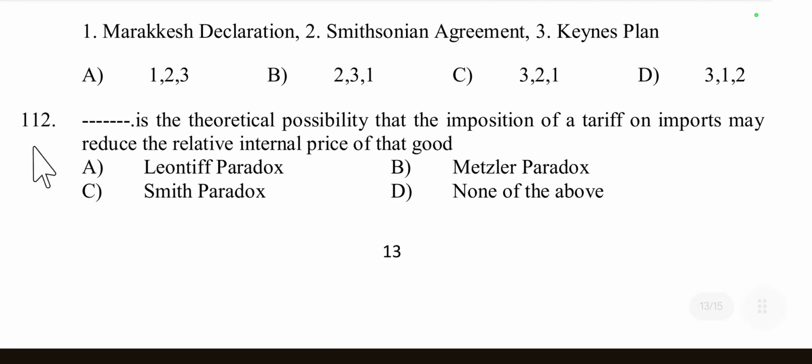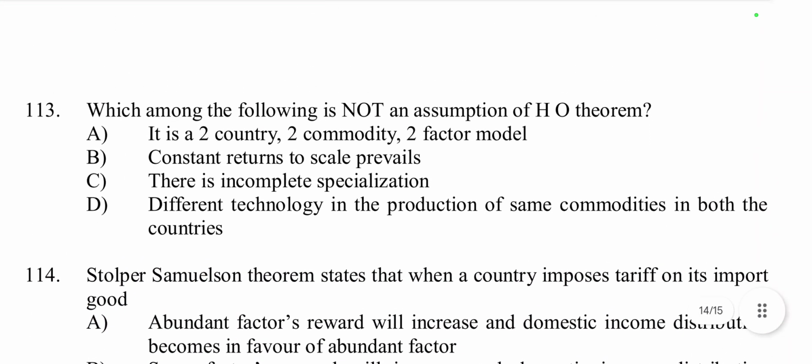Then question number 112: dash is the theoretical possibility that the imposition of a tariff on imports may reduce the relative internal price of the good. Leontief paradox, Metzler's paradox, or Smith paradox. This is called Metzler's paradox, which suggests that under certain conditions, imposing a tariff may lead to a decrease in the domestic price of the imported goods due to a terms of trade effect. Then question number 113: which among the following is not an assumption of this theory?